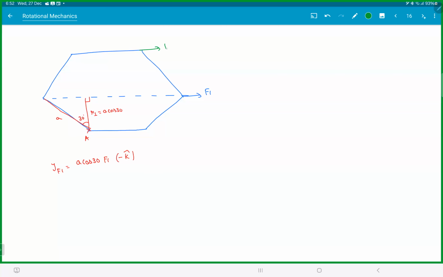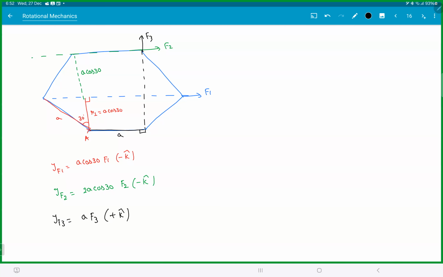Similarly, if you take F2, extend the line and drop the perpendicular, I didn't draw this properly. This also will be A cos 30 by symmetry. The torque due to F2 will be 2 times A cos 30 into F2, this will also be minus k cap. And if you look at F3, this will directly pass through here. So this is the perpendicular distance, A. So torque due to F3 will be A into F3. That would be plus k cap. Check.